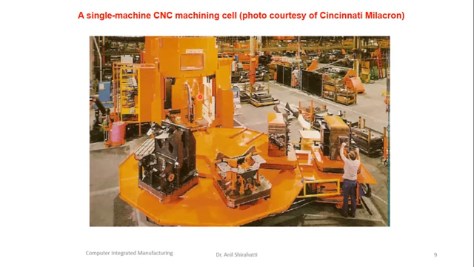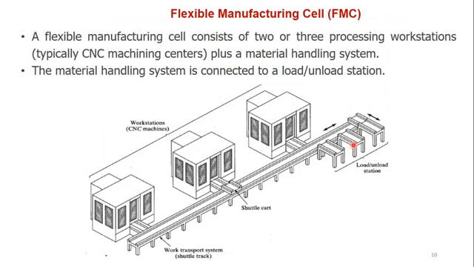You can see this is the machining center and these are the loading sequence. Once it is loaded, it will rotate, go inside, and do the operation. Once the operation is done, it will come out, and at this place loading and unloading takes place. So the next is FMC.